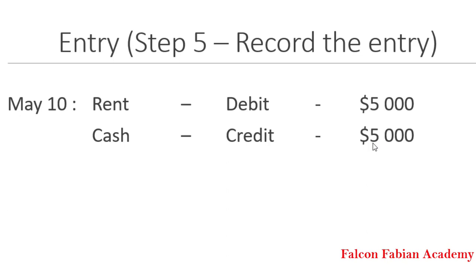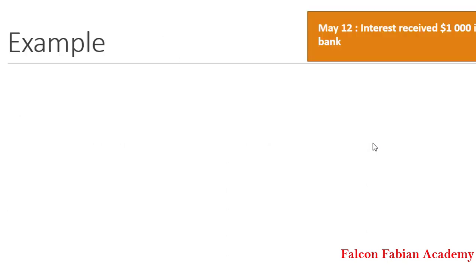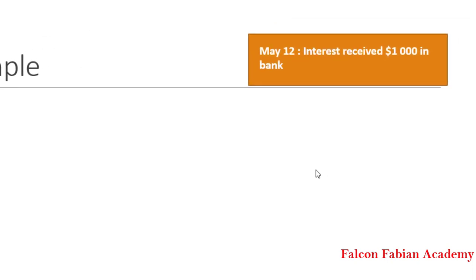Now let's take another example over here wherein we'll take an income and try to record an entry for it. So the next transaction is on May 12 and the transaction is interest received 1000 in bank. So we've read the transaction. Now we need to identify the two accounts involved.